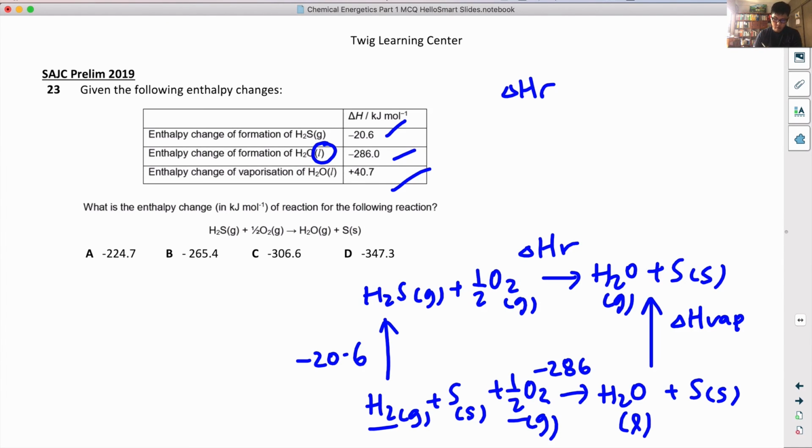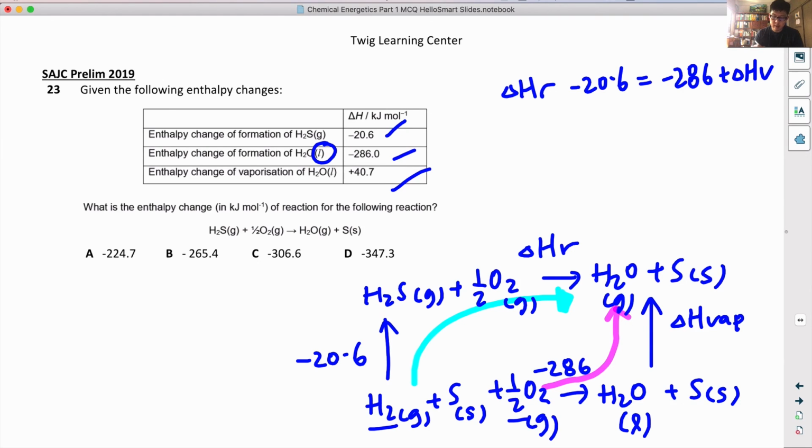All right. So from here, I'm just going to draw this. This is actually clockwise. All right. This one is the opposite direction. From here to here is anti-clockwise. Okay. So change in HR, minus 20.6 equals minus 286 plus vaporization.